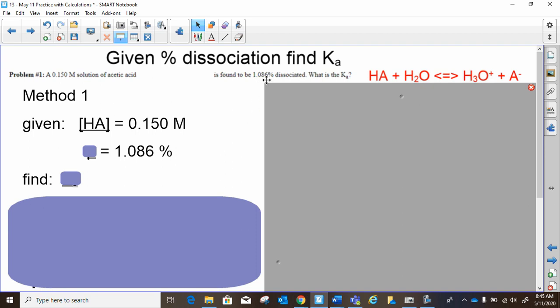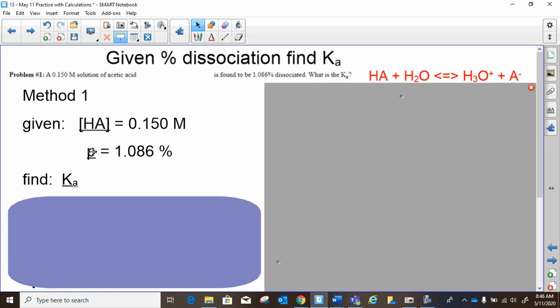And then 1.086% dissociated. How do you symbolize that? And I'm hoping you remember that's symbolized by the letter P. What is the Ka? That's what we're looking for. Okay? So I was hoping by doing that, you would see, oh, I have HA, I have P. How are they connected? What can I use those two values for to find?